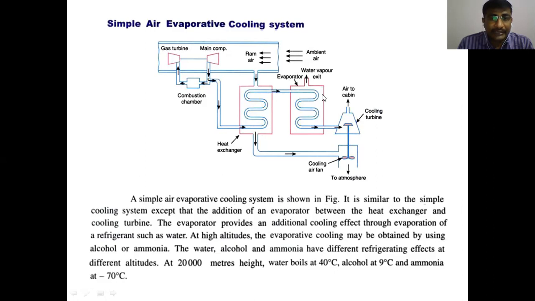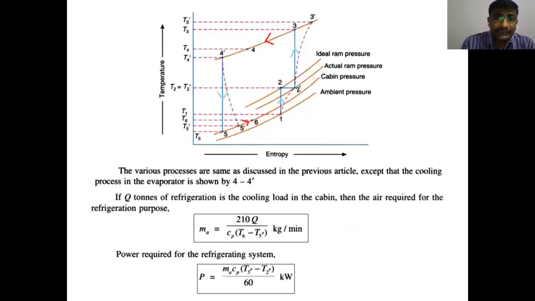Dear students, this extra evaporative vessel will be provided in between the heat exchanger and turbine. What will be the advantage of this evaporative vessel? It can be easily understood by this TS diagram. It will be clear from this TS diagram.